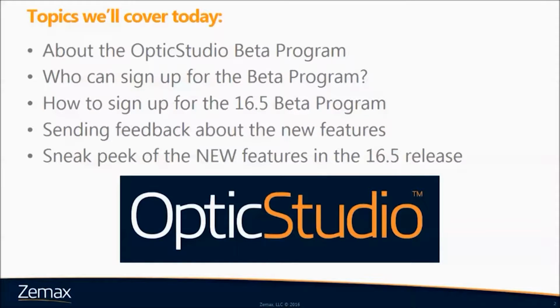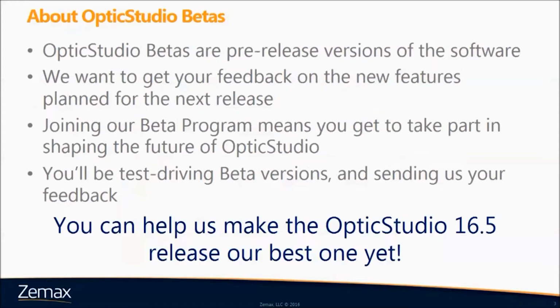In this webinar, we are going to start by talking about the OpticStudio beta program. Then we'll talk about who is eligible to sign up for the beta program. Next, we'll talk about how you can sign up for the 16.5 beta program. We will also want you to send us your feedback and your questions about the new features, and I'll show you how. After that, we'll give you a sneak peek of some of the new features which will be coming out in the 16.5 release.